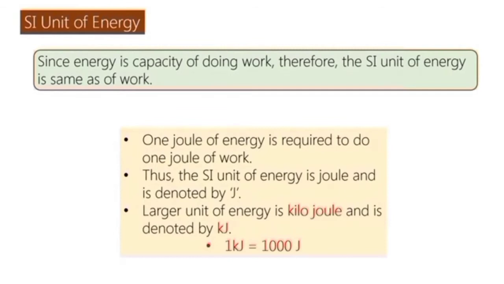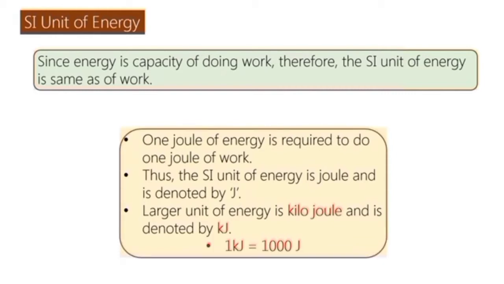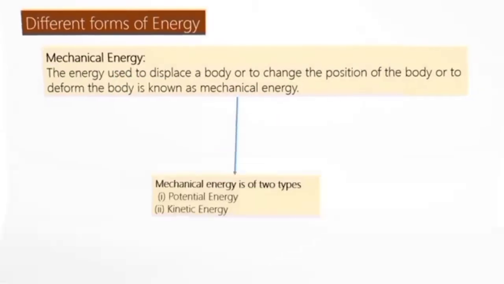Since energy is the capacity of doing work, therefore, the SI unit of energy is the same as that of work. 1 joule of energy is required to do 1 joule of work. Thus, the SI unit of energy is the joule and is denoted with the symbol J. A larger unit of energy is the kilojoule, denoted with the symbol kJ. 1 kilojoule is equal to 1000 joules.